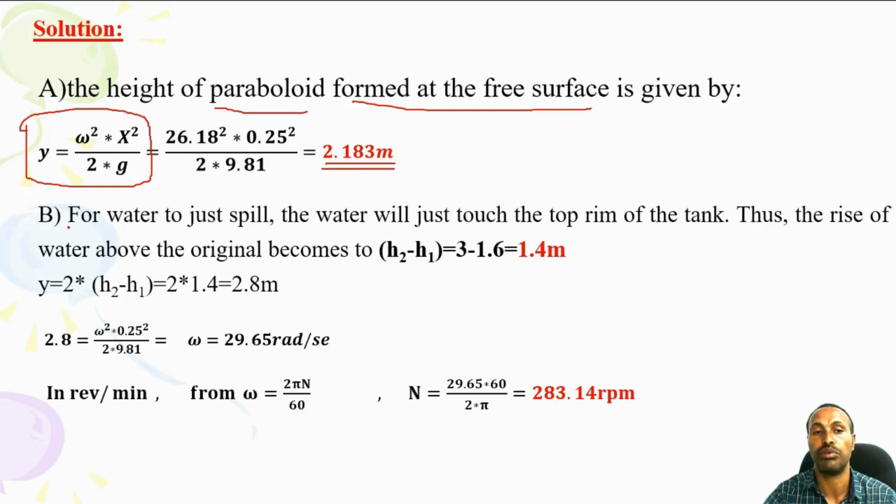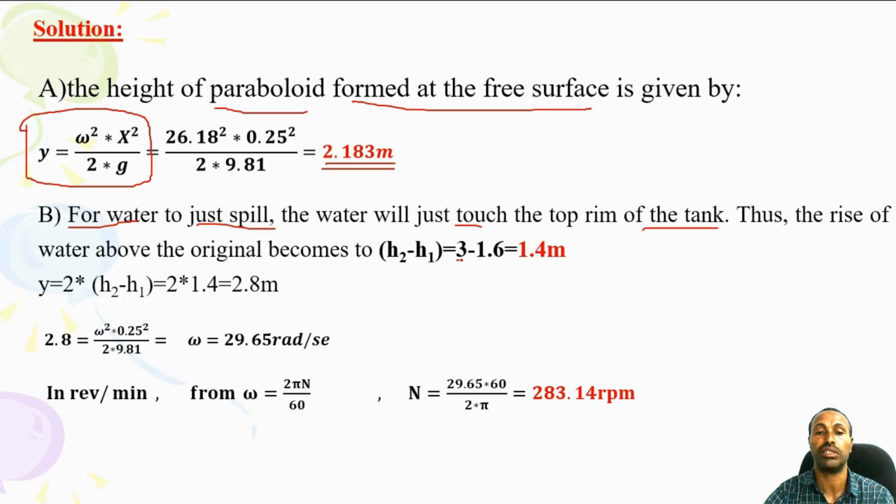So the second problem is for water to just spill. The water will just touch the top of the rim of the tank or cylinder. So once it touches the rim of the tank, water will start splashing or overtopping. So thus the rise of water above the original becomes H2 minus H1.